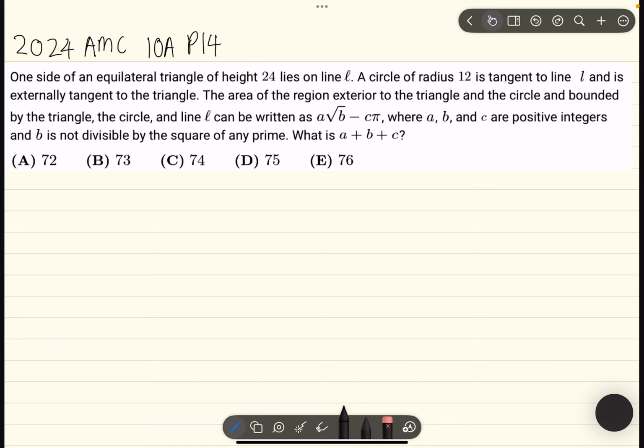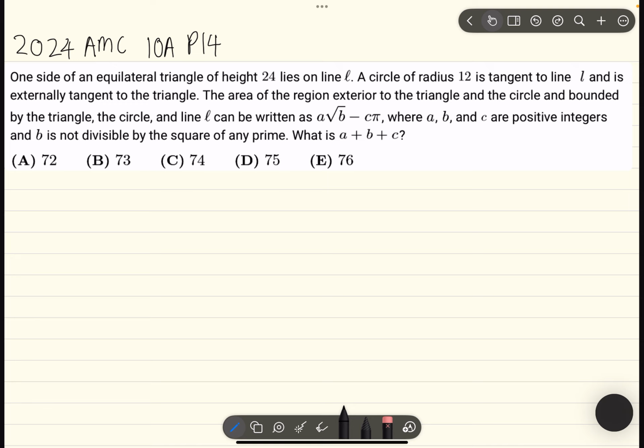Let's look at 2024 AMC 10A problem 14. One side of an equilateral triangle of height 24 lies on line L. A circle of radius 12 is tangent to line L and is externally tangent to the triangle.